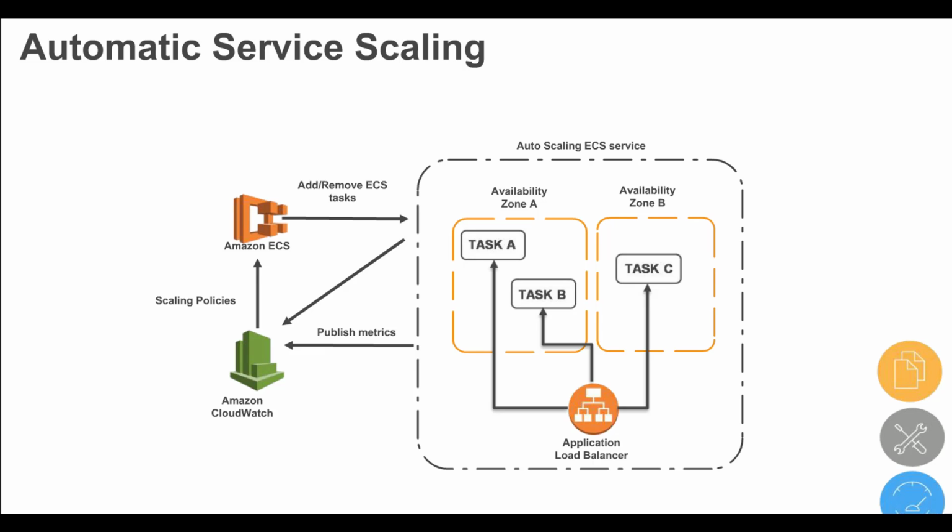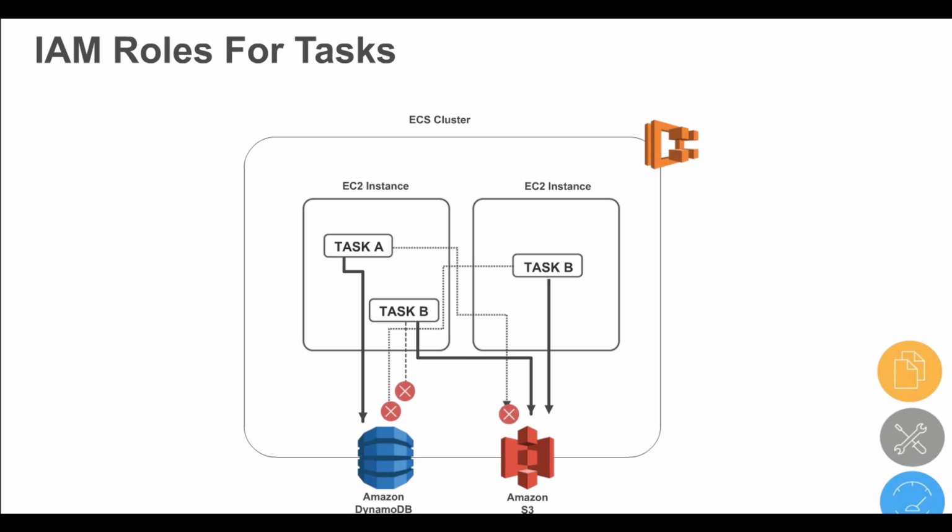Another pattern we have seen customers implement is the automatic service scaling. When ECS scales the services, for example, in this case, task A is behind a load balancer in zone A and task B is behind B. ECS will publish metrics such as CPU or memory. And from Amazon CloudWatch, you can trigger the scaling policies, and Amazon ECS will pick up those scaling policies and scale the tasks based on your need.